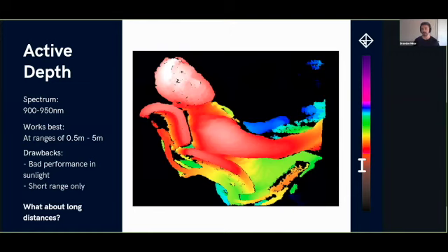But the drawbacks are that because you have these restrictions on the IR band that you're using and the energy that you can pull out, you have bad performance in things that interfere with the IR. So sunlight, if you're using active depth in the sun, will eat your IR rays. There's nothing about it, so you can't work around that. And it's also short range because there's only so much power you can send to that laser to get it out.